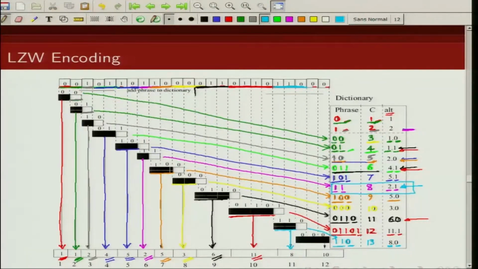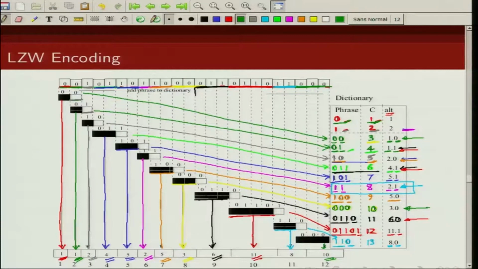Okay. So now we start encoding from this point, because 1 1 is already encoded. So start with 0. 0 is already there in the dictionary. 0 0 is also there in the dictionary. That's this one. 0 0 0: is it there in the dictionary? The answer is yes. That's this one, code word number 10. So 0 0 0 can be encoded as 10.